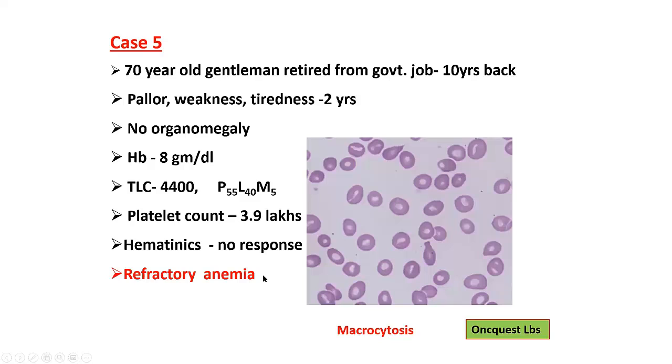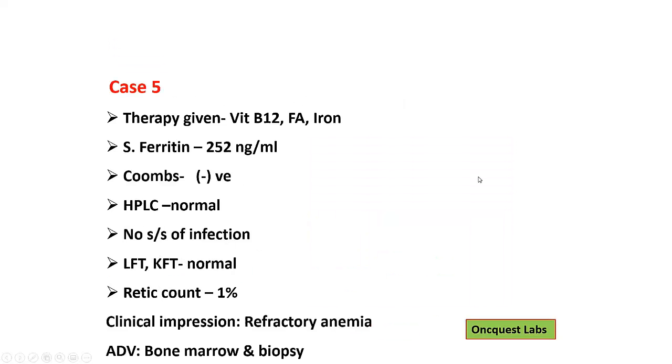He had refractory anemia. So first things first, this is the peripheral smear which was given to you. It shows simply macrocytosis. So this patient had macrocytic anemia. Now his serum ferritin was normal, Coombs negative, HPLC normal, no signs or symptoms of infection, just to rule out any anemia of chronic disease. That was not there. Kidney function tests and LFT were normal, retic count 1%, clinical impression refractory anemia. So we advised him bone marrow aspirate and biopsy.